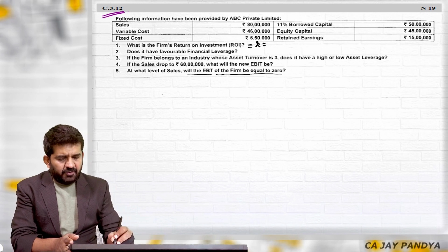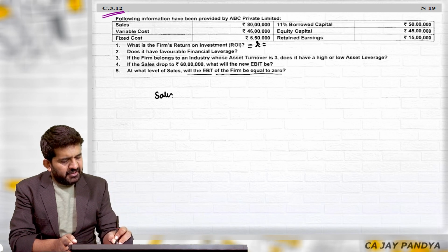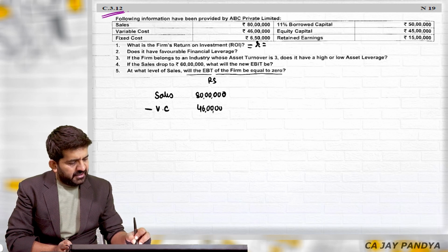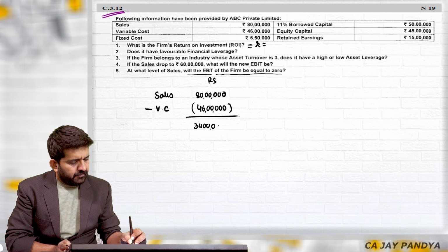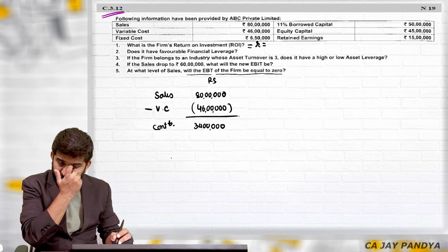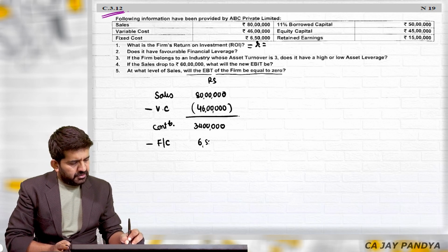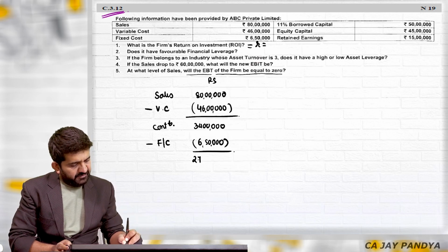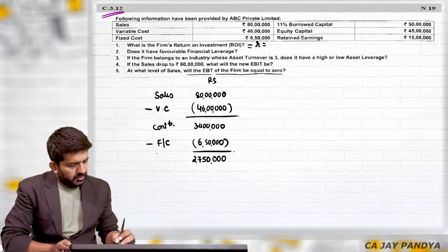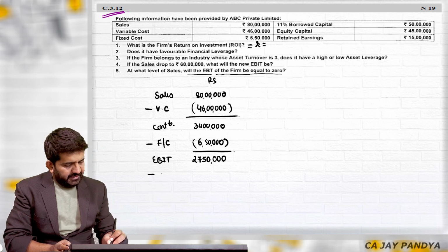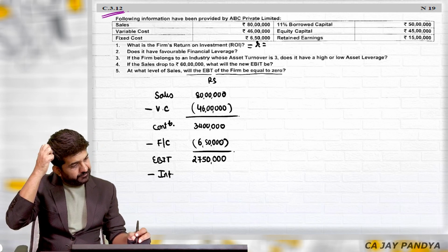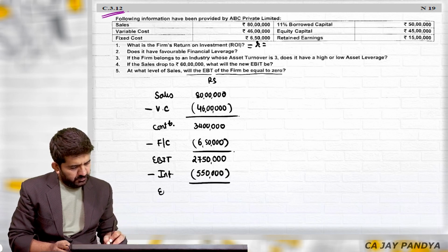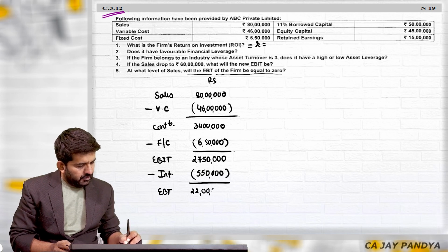Let me first draw our profitability statement. Starting with sales, 80 lakhs rupees, minus variable cost, 46 lakhs rupees. This will be contribution, 34 lakh rupees, minus fixed cost 6,50,000. 34 minus 6.5, 27,50,000 will be nothing but EBIT, minus interest. It is 50 lakhs into 11%, 5,50,000. EBT will be 22 lakhs.